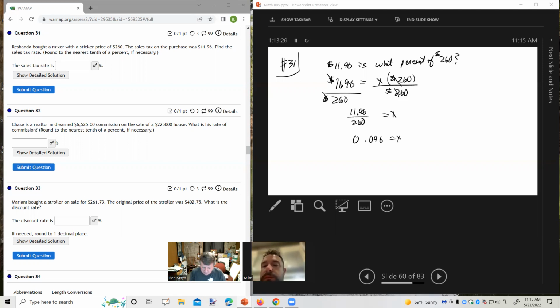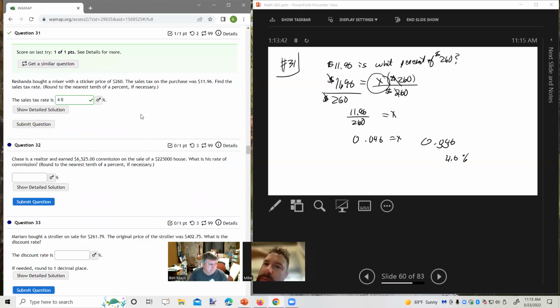But keep in mind, this needs to be a percent, and within the actual equation, it isn't. So to change it into a percent, we move the decimal point 2 places to the right, add a percent sign, that is to multiply it by 100%. So we get 4.6%. Okay.